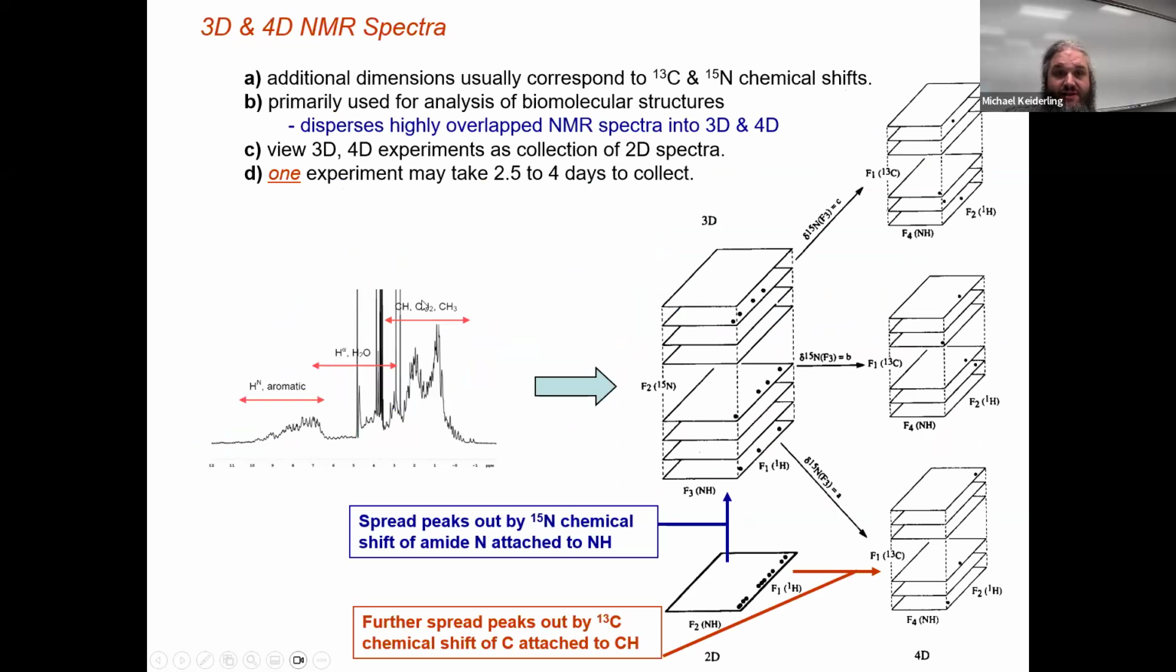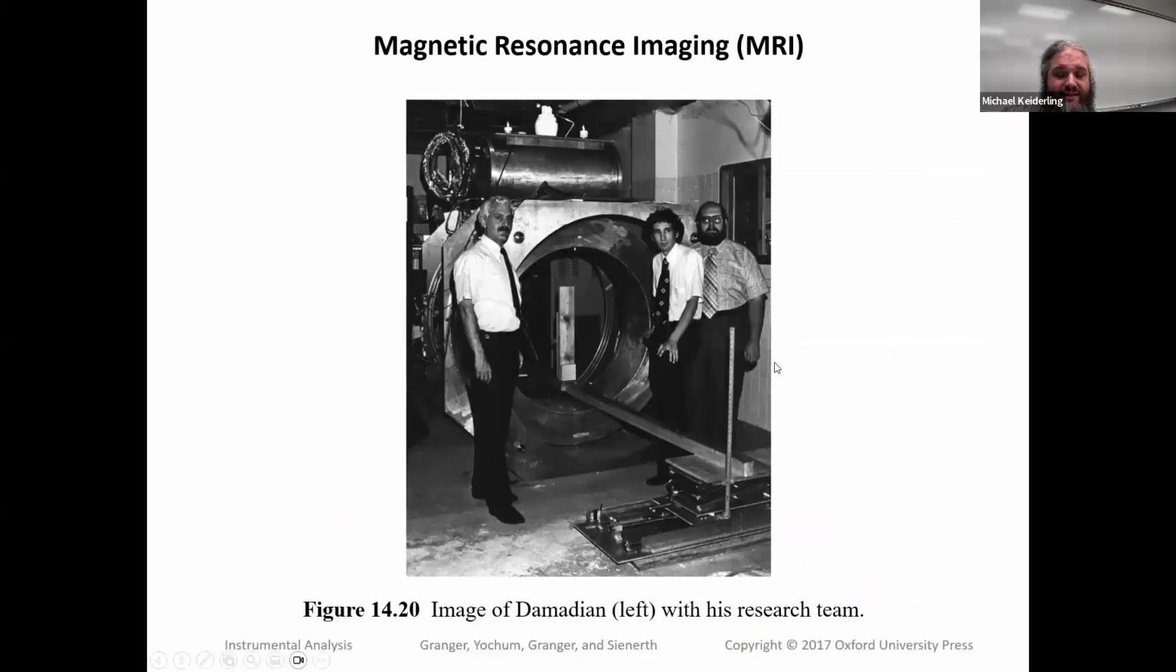And it's possible to add extra dimensions, usually corresponding to carbon-13 or nitrogen-15 shifts. This is primarily used for analyzing biomolecular structures because it disperses various highly overlapped NMR spectra into 3D and 4D view. And you generally view 3D and 4D experiments as collections of 2D spectra. And for this, one experiment can take 2.5 to 4 days to collect. So this is a much more complicated thing to do. Now, the last thing to talk about is magnetic resonance imaging, or MRI.